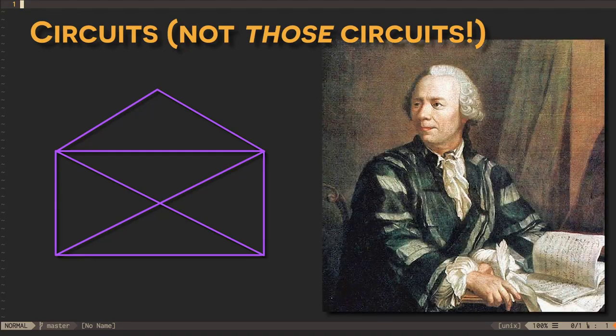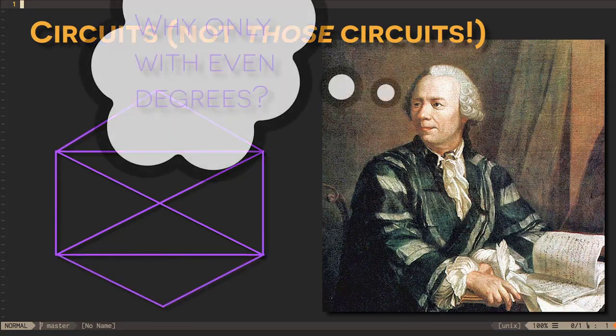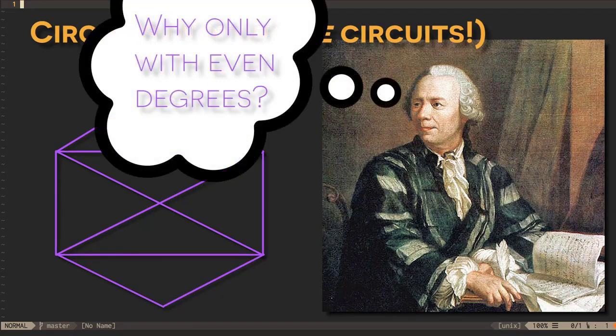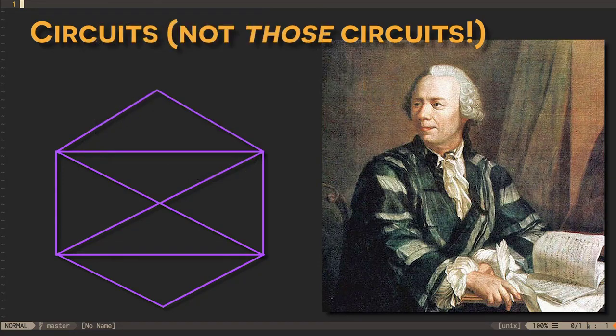Leonhard Euler solved this problem in 1736, giving us Euler tours and Euler circuits. Euler circuits are only possible when all the vertices in a graph have an even degree. Question: why is this so? Take a moment to think about it. It turns out, however, that an even degree is not just a necessary condition, it's sufficient.